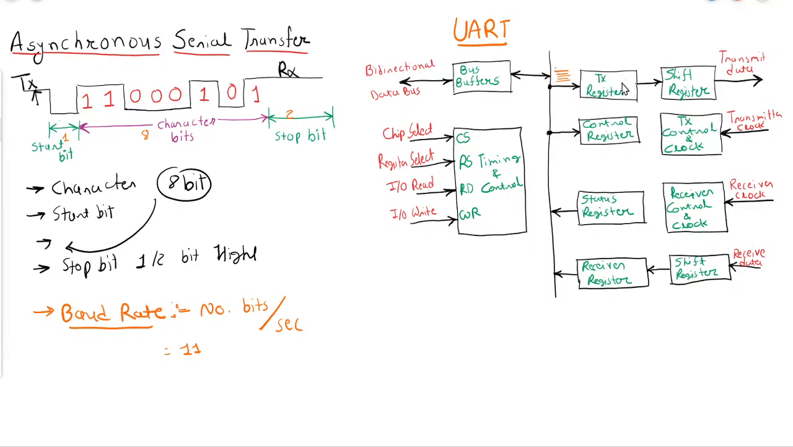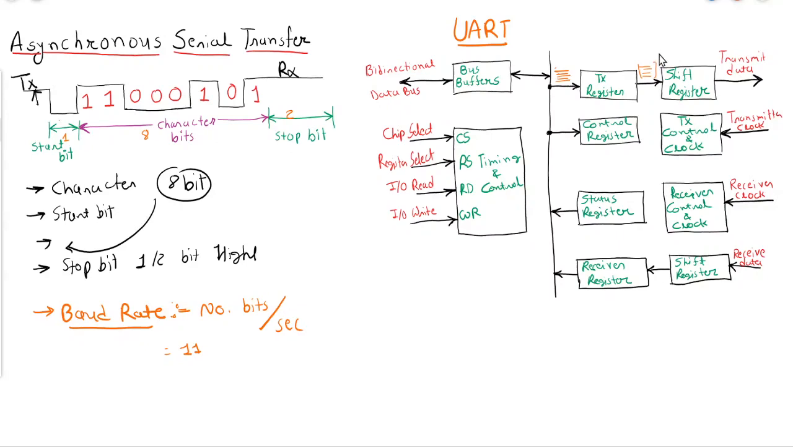Now that parallel input will be given to the shift register, and then the shift register will convert it into serial and send the serial data. So this will convert the 8-bit parallel input into 8-bit serial output plus the starting bit and ending bit. This shift register converts parallel into serial. If you try to recall, there is a type of register with parallel input and serial output.